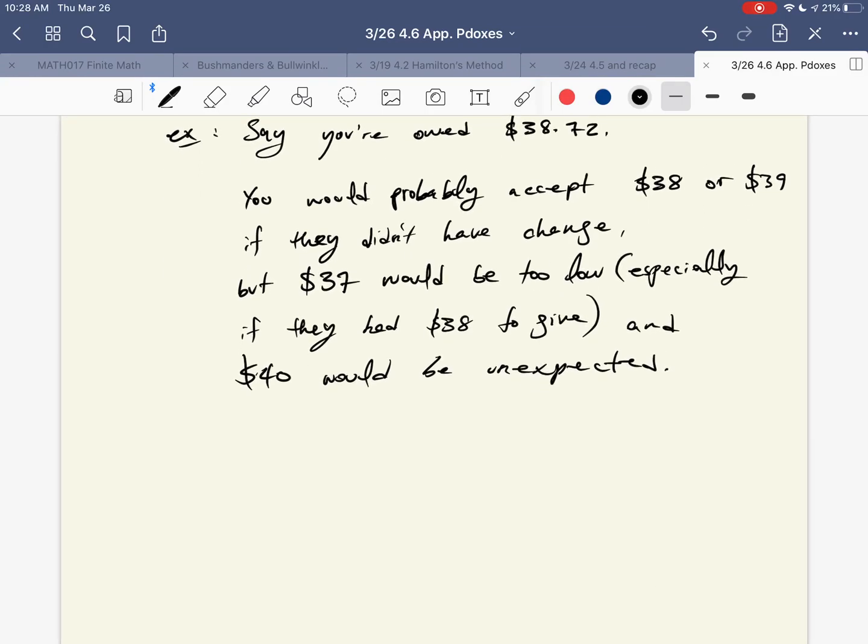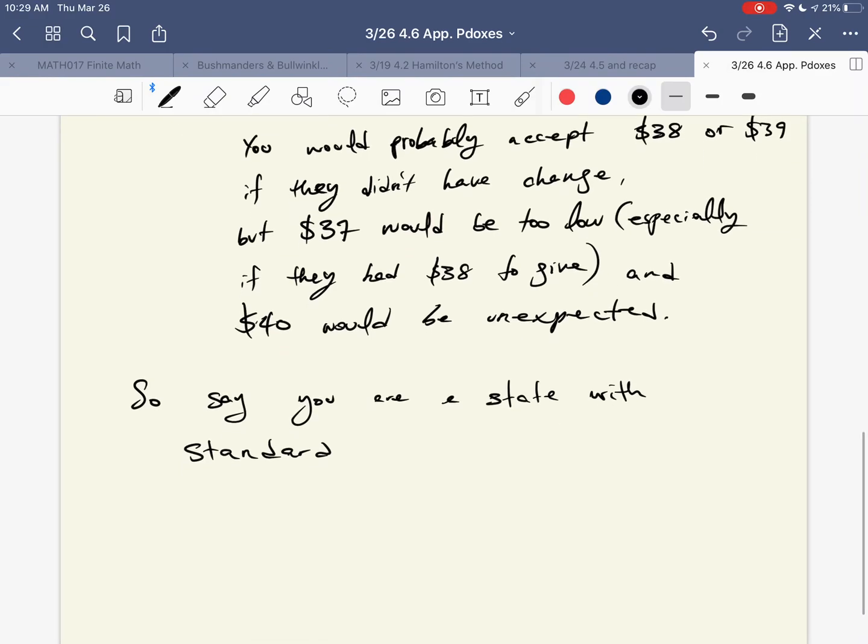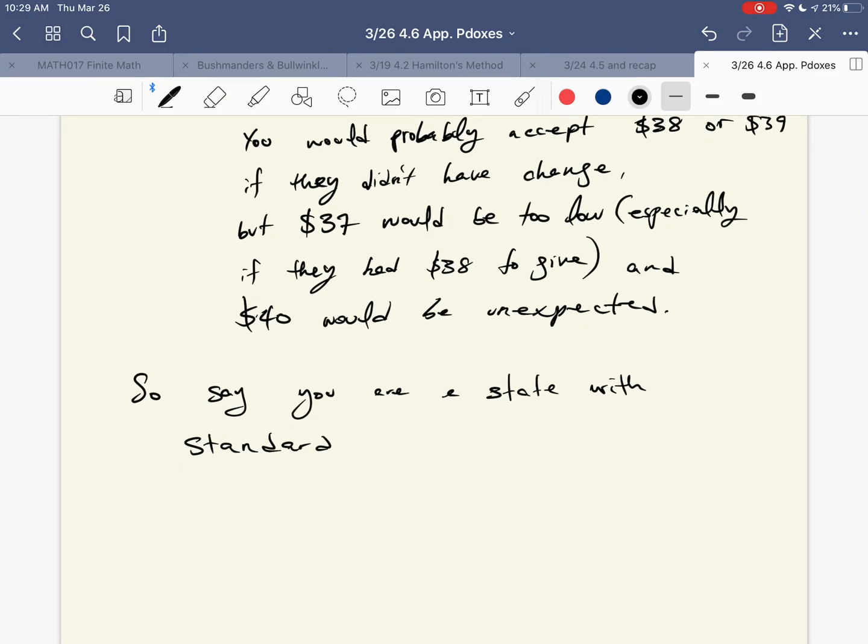And so what this means is, say you are a state with a standard quota. Remember, the standard quota was a decimal. It was the exact number of seats that you should be apportioned if we were allowed to give away fractions of a seat.